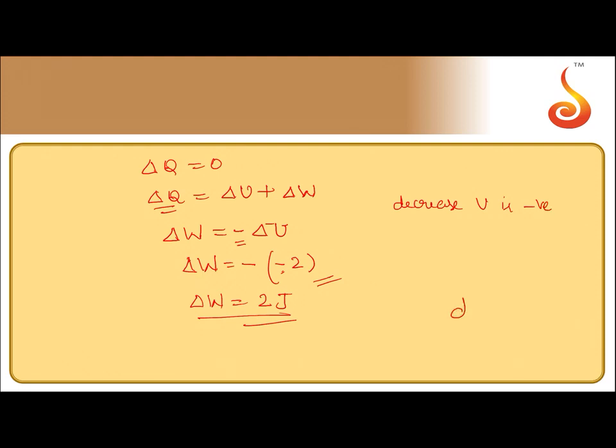So it should be option D. So it should be plus 2 joules, not minus 2 joules, because they have given how much work is done on the gas. So work done on the gas, by default it will be negative. So here work done on the gas is 2 joules. 2 joules of work is done on the gas means work done by the gas is minus 2 joules. So here they have asked for on the gas only, so it should be option D, not option A.